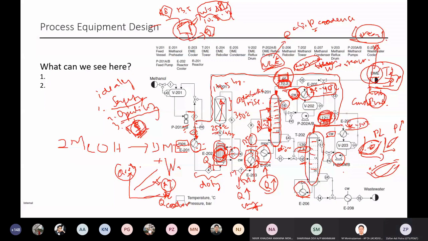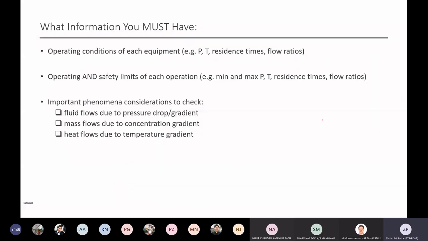Okay. So next slide. These are the information that you should have before you go to design anything. Like I said, you need to have the operating conditions of each of the equipment: pressure, temperature, residence time for your reactor, and the flow ratios if you have more than one raw material in your reactor. And from the MSDS of each of the components, you know the decomposition reaction, you know the operating limit of your reactor. You need to have the operating limits of the operations and also the safety limits of the operations or of your components. Yeah, this is very important.